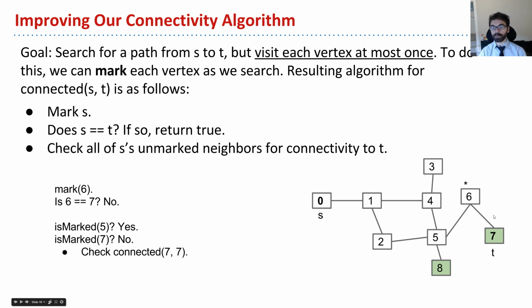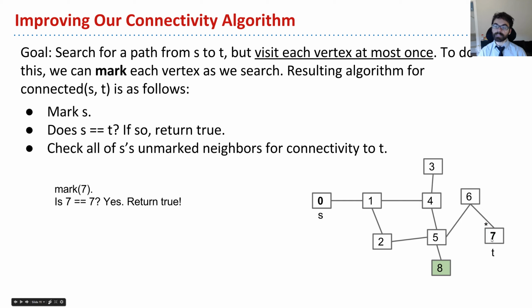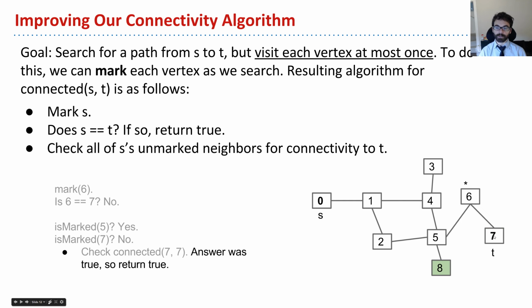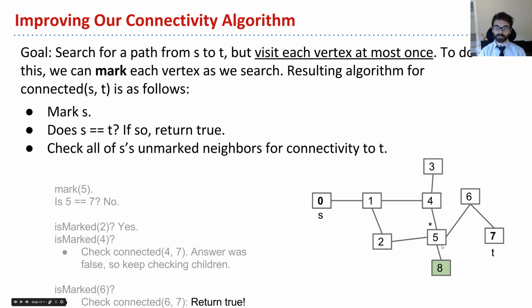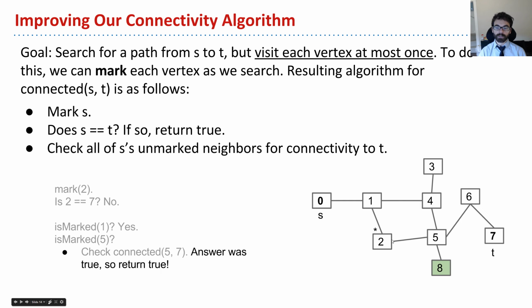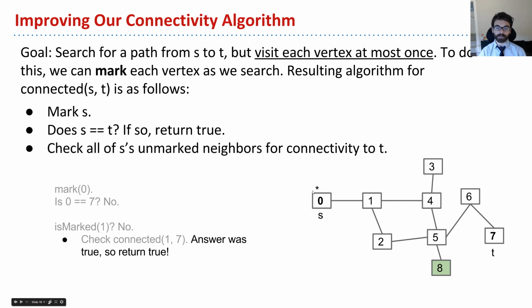No. Okay, well, then we'll check connectedness of 7 and 7. Yes, 7 equal to 7, so we'll return true. And then because this was true, we'll return true. And then because this was true, 5 has gotten a true, so it'll return true. 2 will return true. 1 will return true. And we get back to the beginning and find the answer is true.